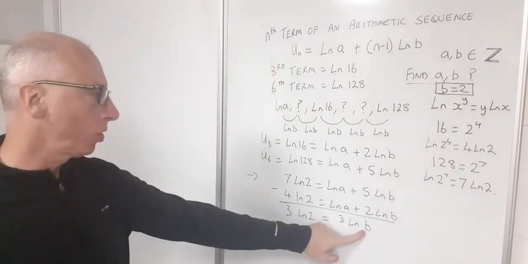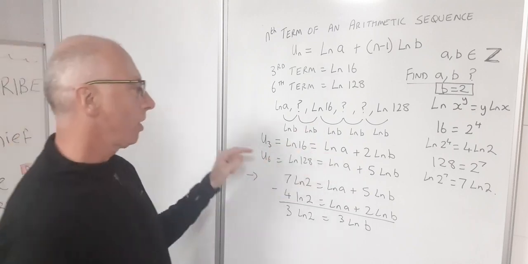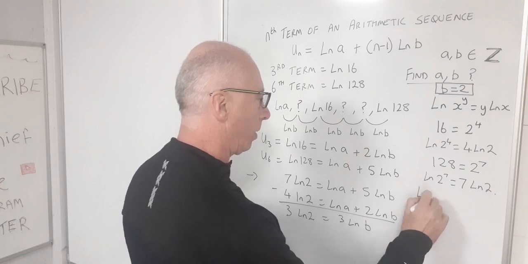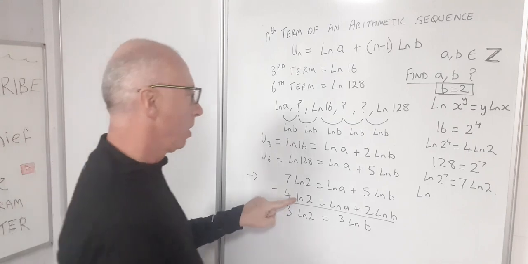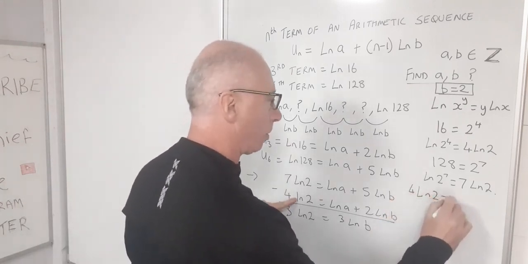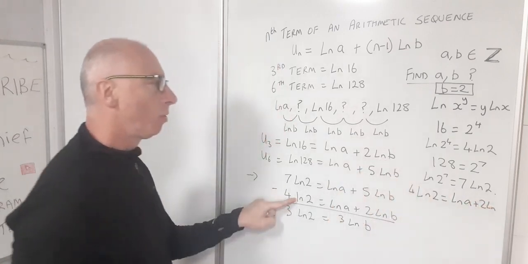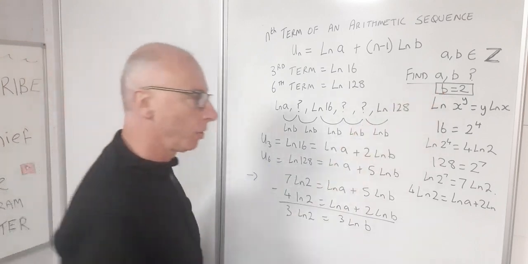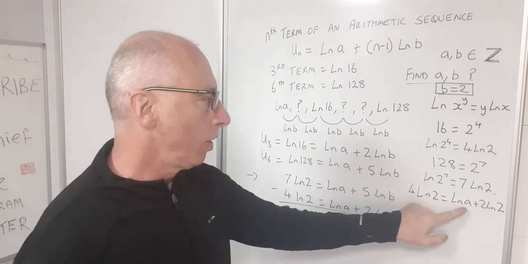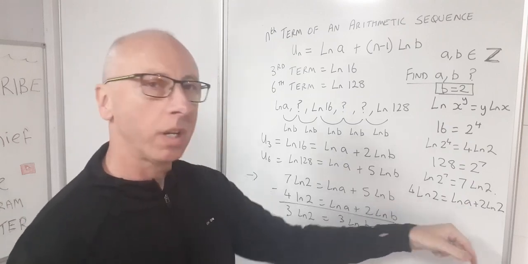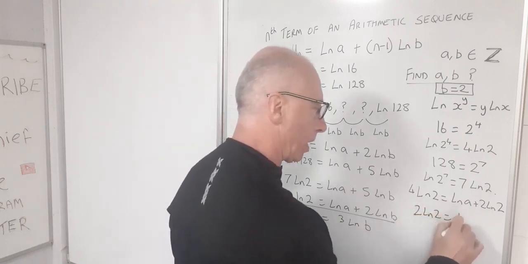Well, if I know b equals 2, I can plug that into one of these equations and solve for a. So now let's write this log 16 in the form of 4 log 2. So I've got 4 log 2 equals natural log of a plus 2 natural log of b, which I know is log of 2. So 4 log 2 equals log of a plus 2 log 2. So let's bring 2 log 2 onto this side. So I've got 2 ln 2 equals natural log of a.